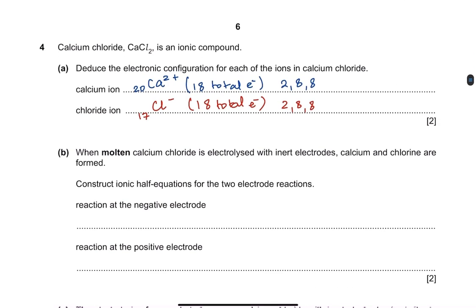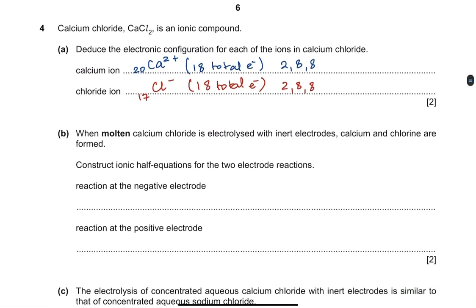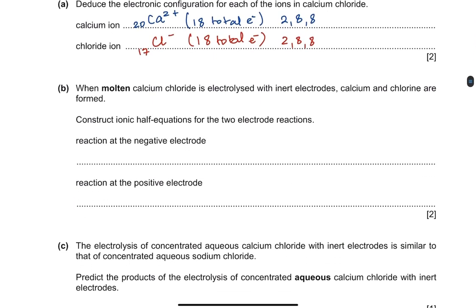When molten calcium chloride is electrolyzed with inert electrodes, calcium and chlorine are formed. Construct ionic equations for the first two electrode reactions. The negative electrode, which is also known as the cathode, attracts cations, which means calcium will be going here. When calcium ions with +2 charge go here, in the liquid state, they gain 2 electrons and become molten calcium metal.